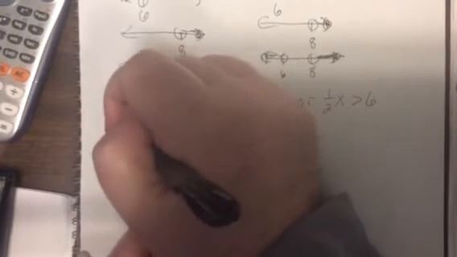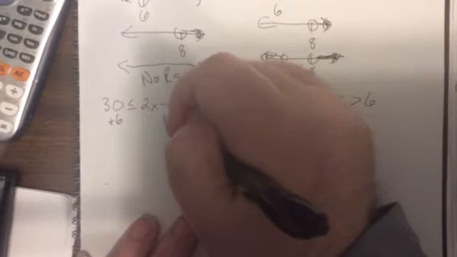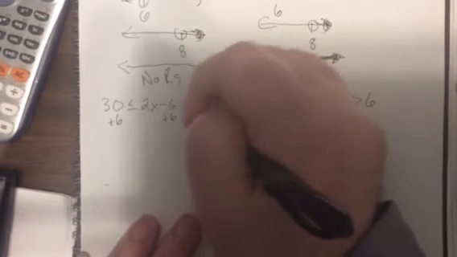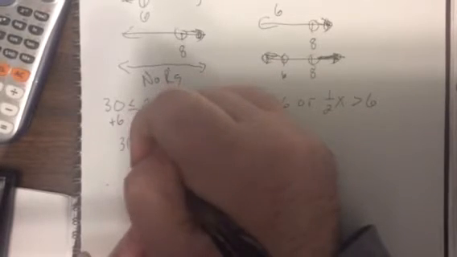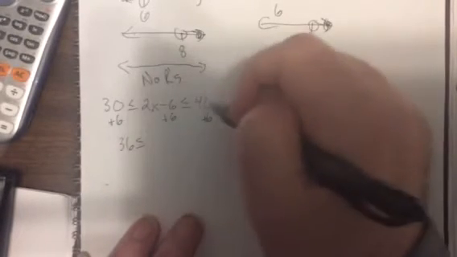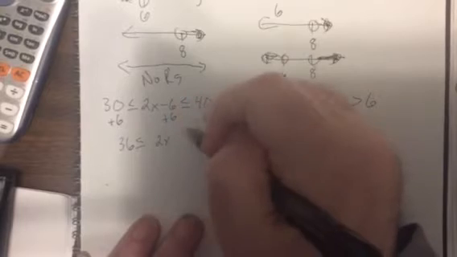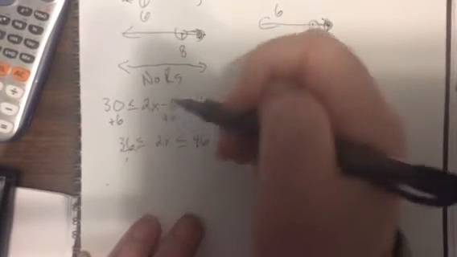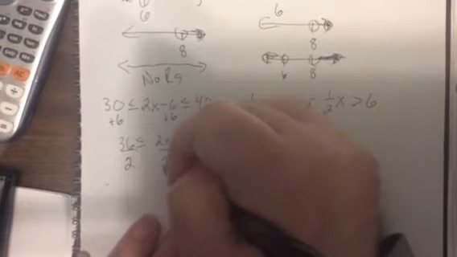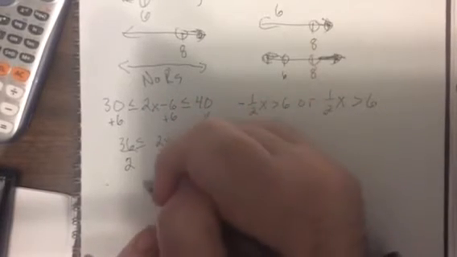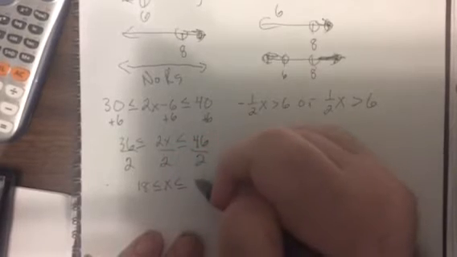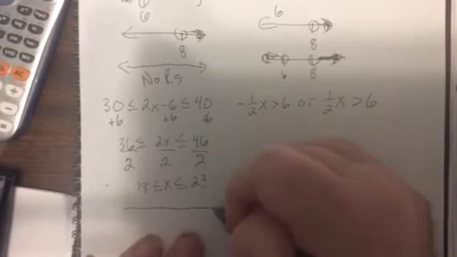Okay, so if it's squished together like this, you solve it by getting a 1x in the middle. So you do the reverse to get x by itself. But you have to do it to all 3 spots. So 46. So then you divide everything by 2. So 18 less than or equal to x, which is less than or equal to 23.